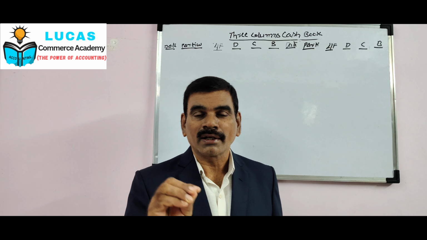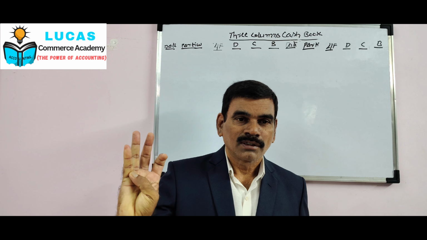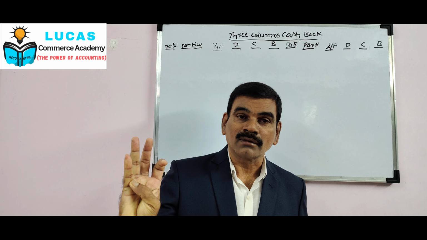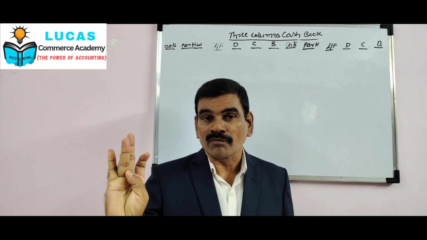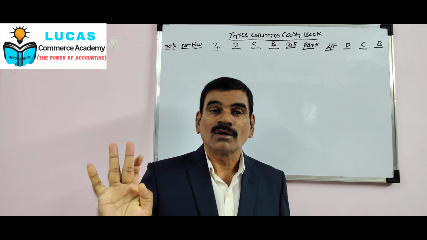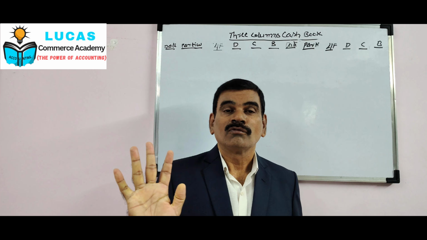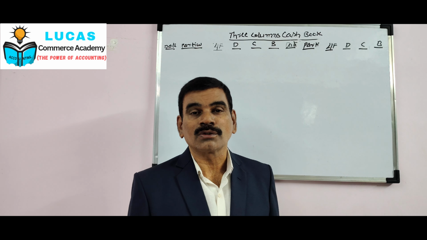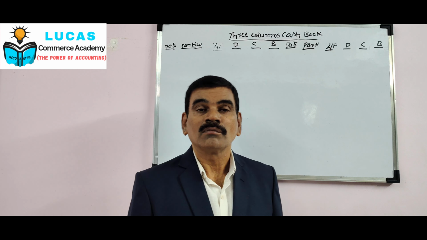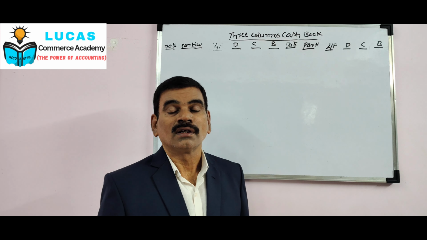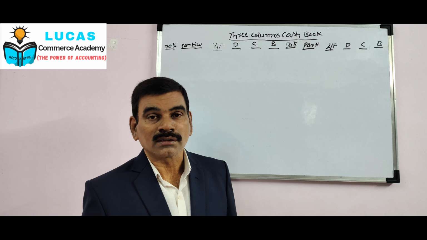So here bank transactions are: number one, surplus cash paid into bank, and cash withdrawn from bank whenever necessary. Third one, checks received from customers and deposited into bank. Fourth one, we issue checks to our creditors against our bank balance. These are the examples for bank transactions.